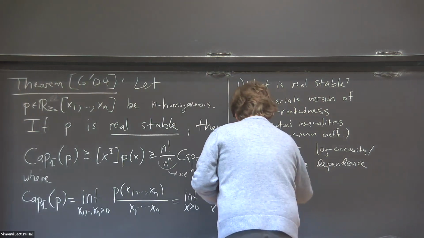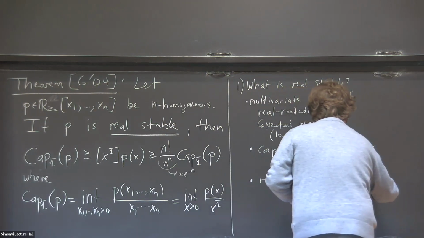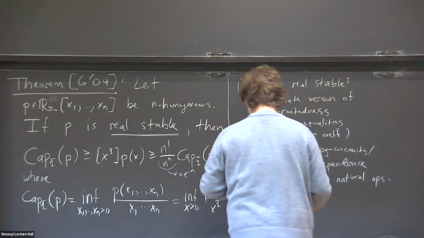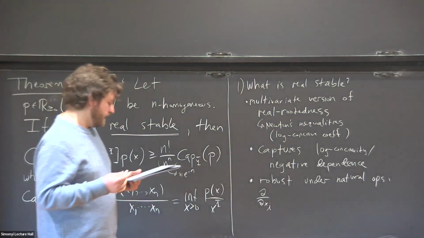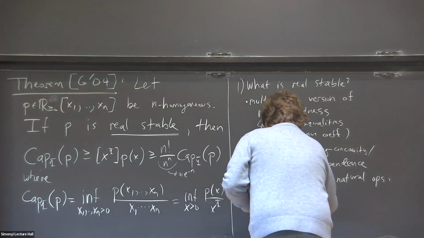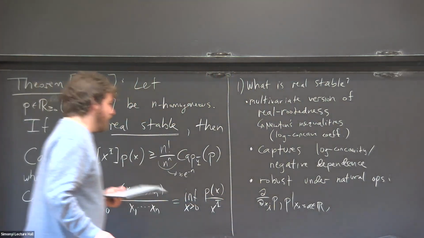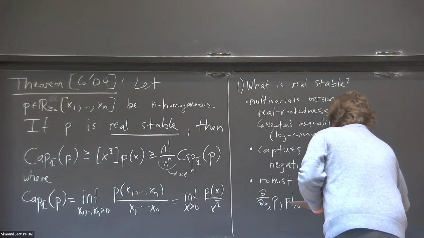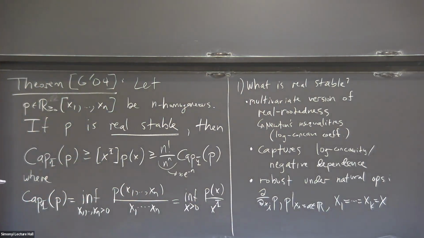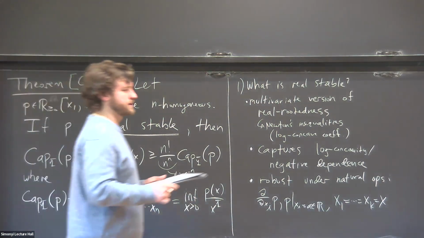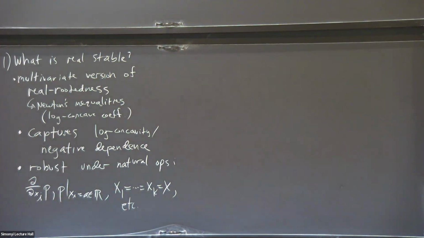And the third thing I'm going to say about this is that this class is robust under some natural operations. Okay, in particular, if I take a partial derivative of a real stable polynomial, I get something real stable. If I plug in some variables to be equal to some real numbers, I get a real stable polynomial. Okay, and also if I set a bunch of variables equal to the same variable, that also preserves real stability. Okay, and we're going to come back to these operations later. And there's a huge theory here actually about things that preserve these polynomials, but that's all I'm going to say.